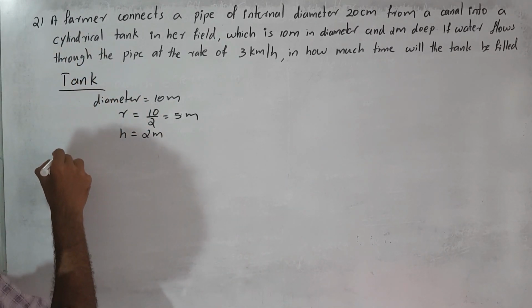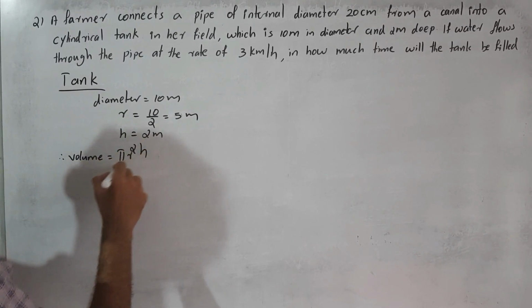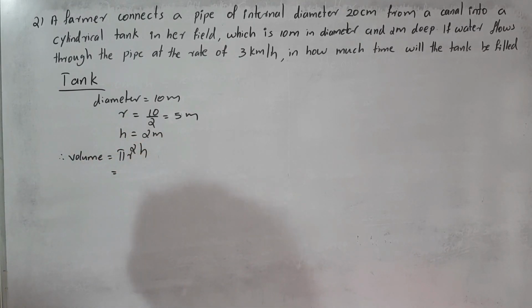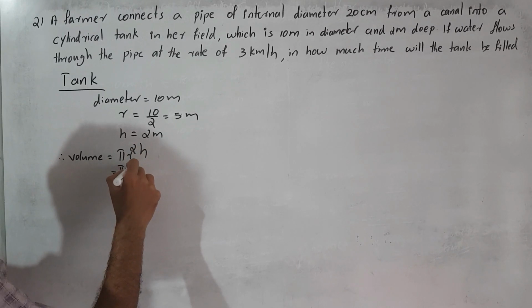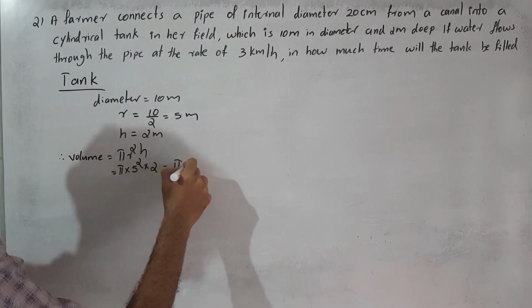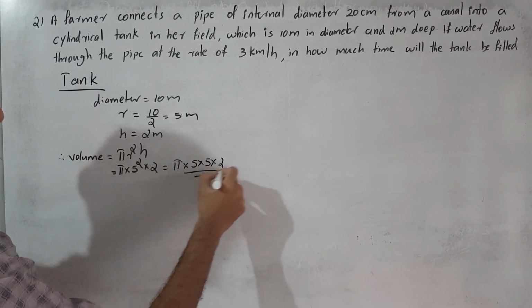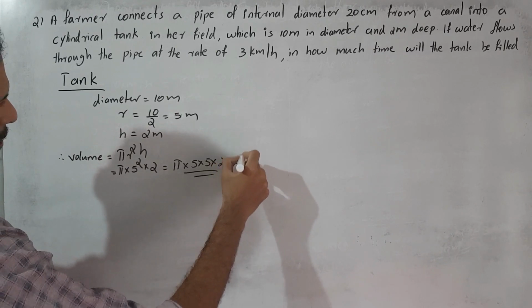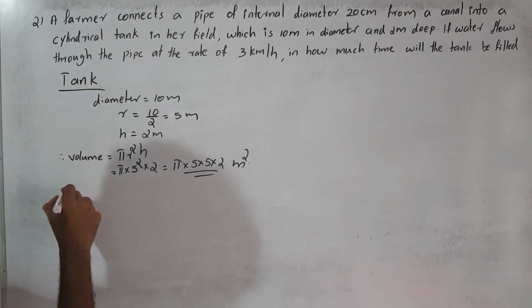Okay. Therefore volume is equal to pi r square h. The pipe is also in the form of a cylinder, so we do not substitute the value of pi. Then pi into r square means 5 square into 2 is equal to pi into 5 into 5 into 2. We are not multiplying, we are keeping it like this. Okay. Then meter square. The next we find out in the case of a pipe.